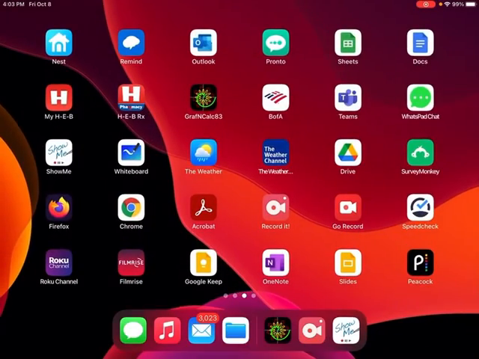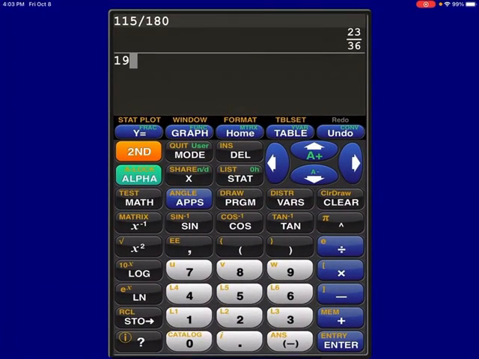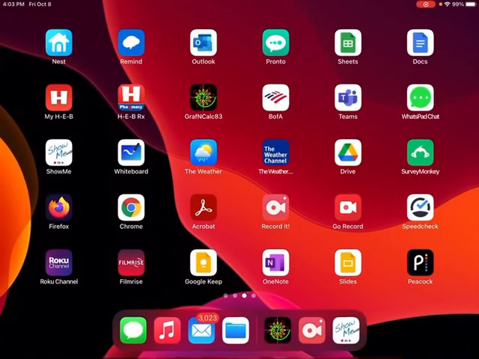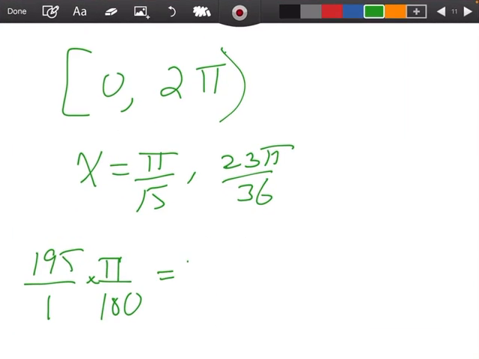Okay, so again, I'm going to do this on my calculator. We get here 195 over 180. That should be 12 times 1, 12, plus one more, 13 pi over 12. So this here is going to be 13 pi over 12. So here's another answer.